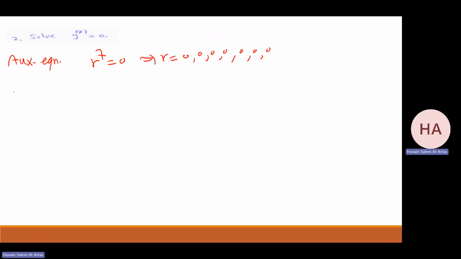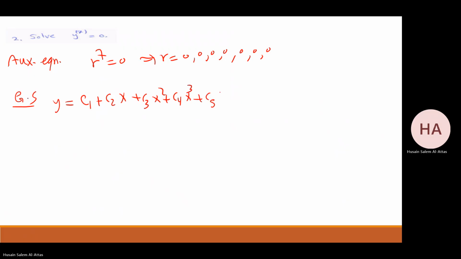Okay. So general solution, y equals C1 plus C2 x plus C3 x squared, C4 x cubed, x to the power 4. Are we done? 1, 2, 3, 4, 5 still. C6 x to the power 5, C7 x to the power 6. Now we'll stop. That will be my answer.